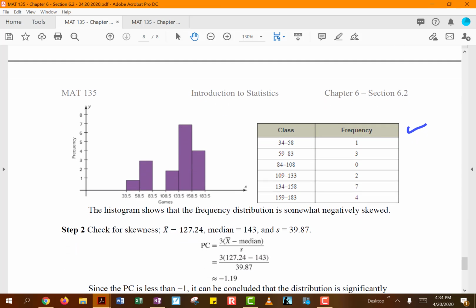Now, just by looking at the histogram, you can definitely see it is not bell-shaped. In fact, you've got your peak right over here, the highest value, and you can see it's kind of tapering off a little bit more towards the left-hand side. So we can say that the frequency distribution, or even your histogram, shows you that it is somewhat negatively skewed. So just by looking at the histogram, we know we don't have a bell-shaped distribution over here.